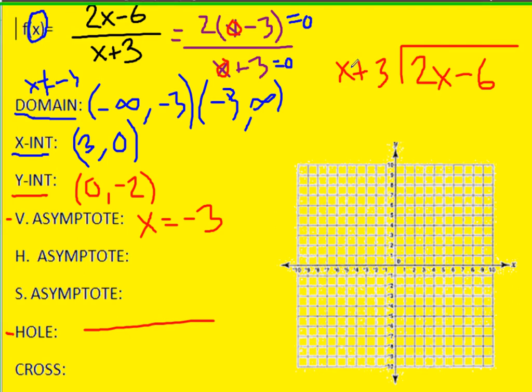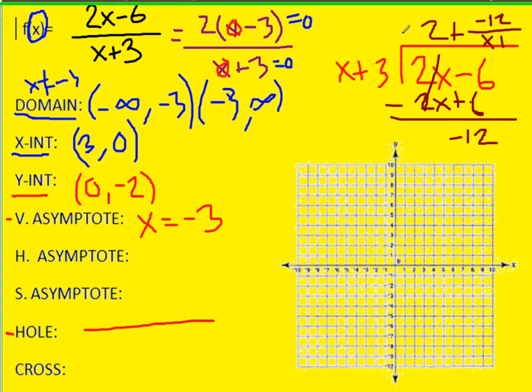The answer to that is 2. So I put 2 up top, multiply my way down. 2 times x gives you 2x, and 2 times 3 gives you 6. I need to subtract that entire thing. 2x minus 2x is nothing. Negative 6 minus 6 is negative 12. That's your remainder. So my new equation is 2 plus negative 12 over x plus 3.